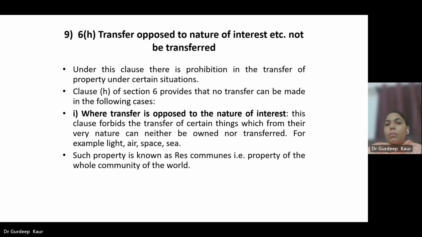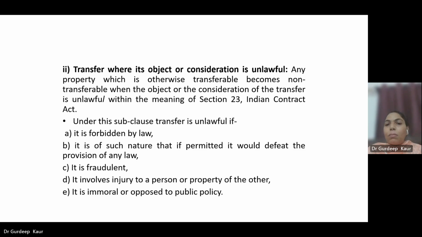Further, Section 6, subclause (h) says a transfer opposed to the nature of the interest cannot be made. Under this clause, there is a prohibition on the transfer of certain properties under some situations. Section 6, subclause (h) provides that no transfer can be made where the transfer is opposed to the nature of the interest. That is, the properties which are known as res communis, properties of the whole community of the world, are not transferable, and a transfer where its object or consideration is unlawful.